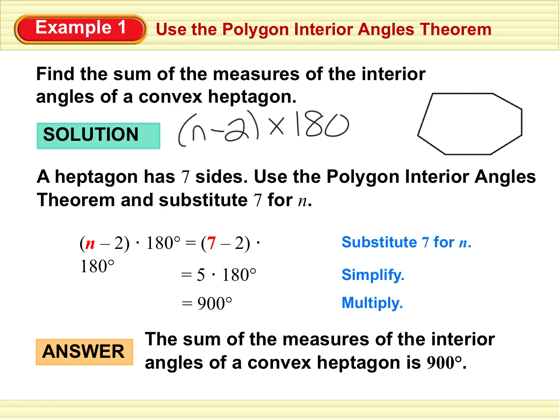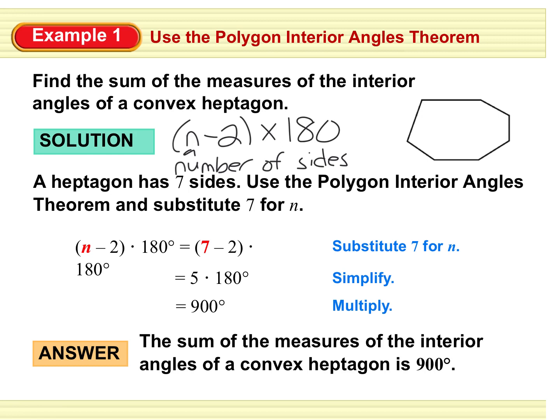What do we think n stands for? Number of sides. Yep, n is for the number of sides. Make that note in there. Number of sides minus 2, then times 180. So you take the number of sides on that specific polygon up there. How many sides does it have? 1, 2, 3, 4, 5, 6, 7. 7. So we're going to plug in 7 to our equation, and it's going to look like 7 minus 2 times 180.